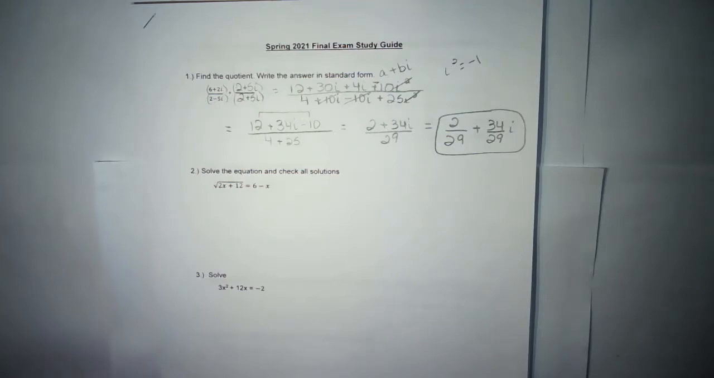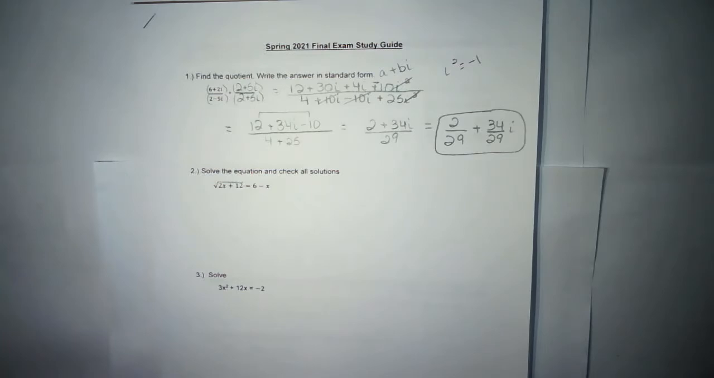Okay, so the key to this problem is 2 keys. First key, complex conjugate, multiply top and bottom by it. Make sure you know that. Second key is going to be i squared is equal to -1. So make sure you remember that little piece. Sound good? Any questions on that guy? Okay. All right, well, let's look at number 2 then.